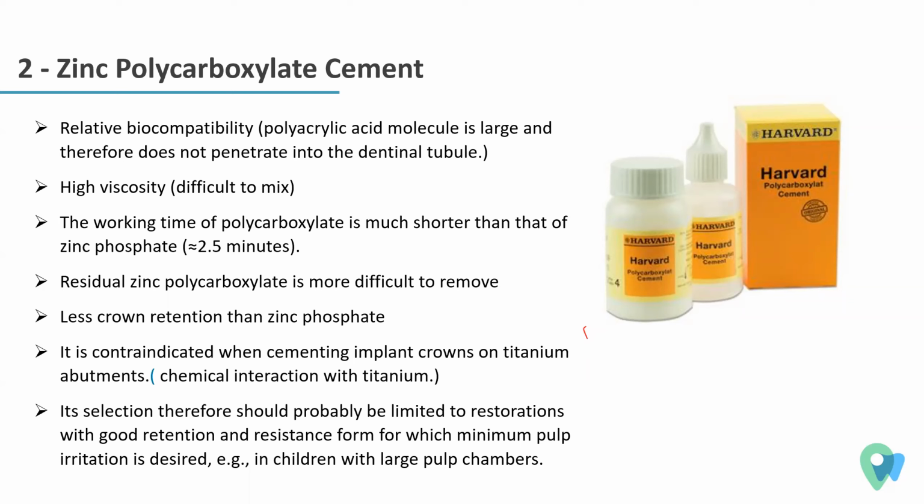Residual zinc polycarboxylate is more difficult to remove. It provides less crown retention than zinc phosphate. It's contraindicated when cementing implant crowns on titanium abutments, due to chemical interaction with titanium. Its selection, therefore, should probably be limited to restorations with good retention and resistance form, for which minimum pulp irritation is desired, for example, in children with large pulp chambers.